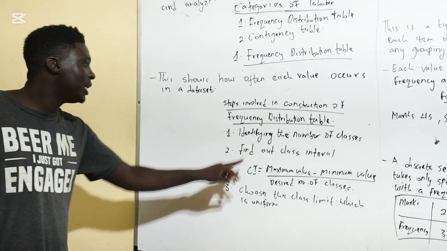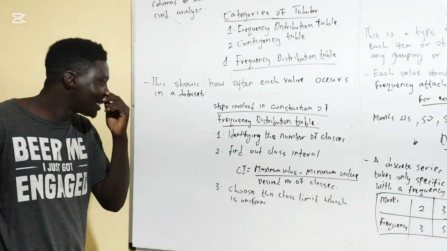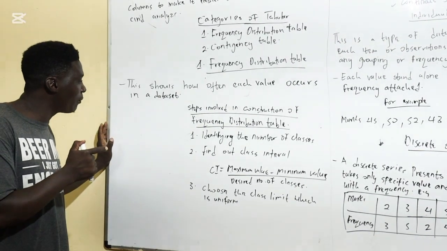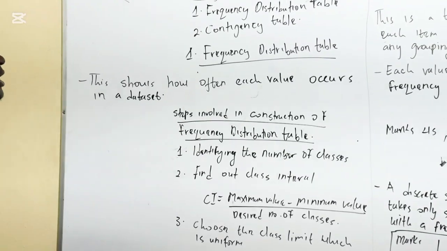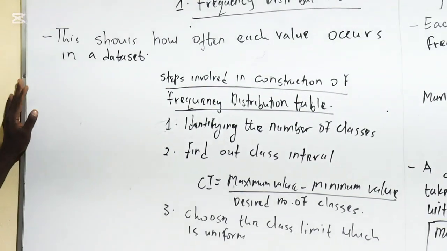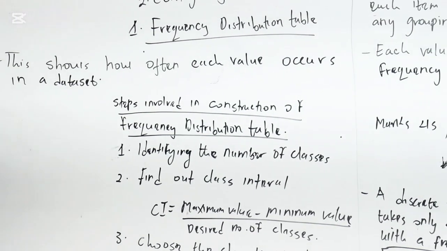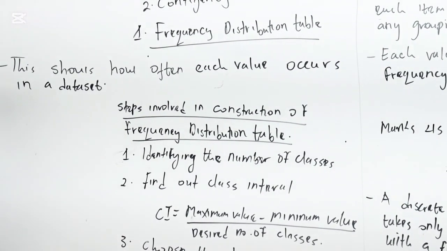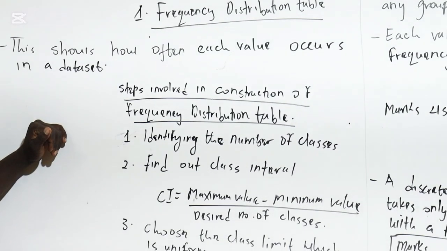Now, the steps involved in constructing a frequency distribution table. Step number one is to identify the number of classes. You must identify the number of classes before you construct your frequency distribution table. So how do you identify the number of classes? This is a task left for the learner: you have to identify the number of desired classes.